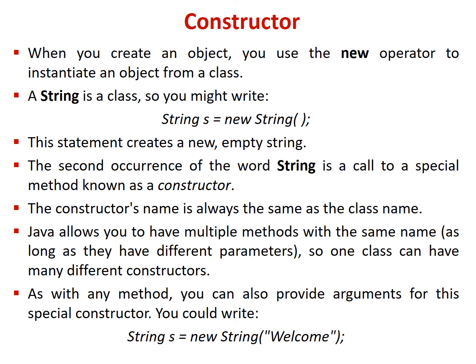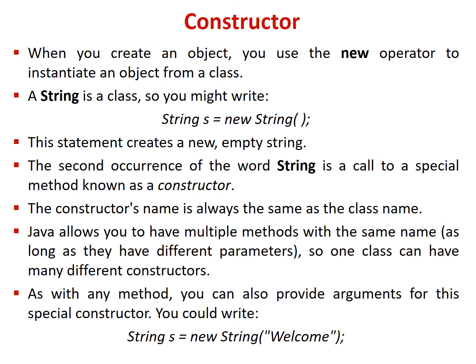What is a constructor? When you create an object, you use the new operator to instantiate an object from a class. String is a class, so you might write the statement like String s = new String(). This statement creates a new empty string. The second occurrence of the word String is a call to a special method known as a constructor. The constructor's name is always the same as the class name. Java allows you to have multiple methods with the same name as long as they have different parameters.